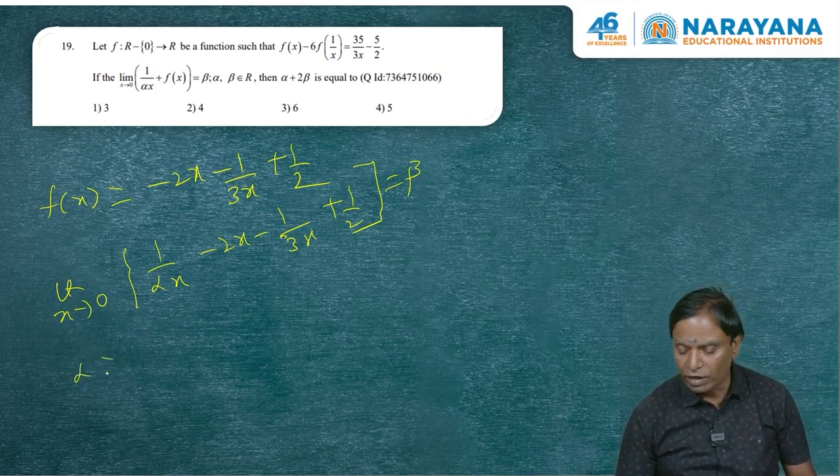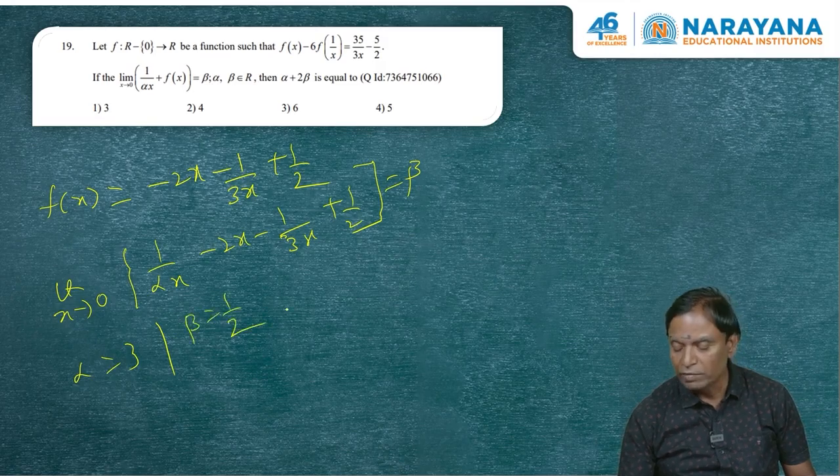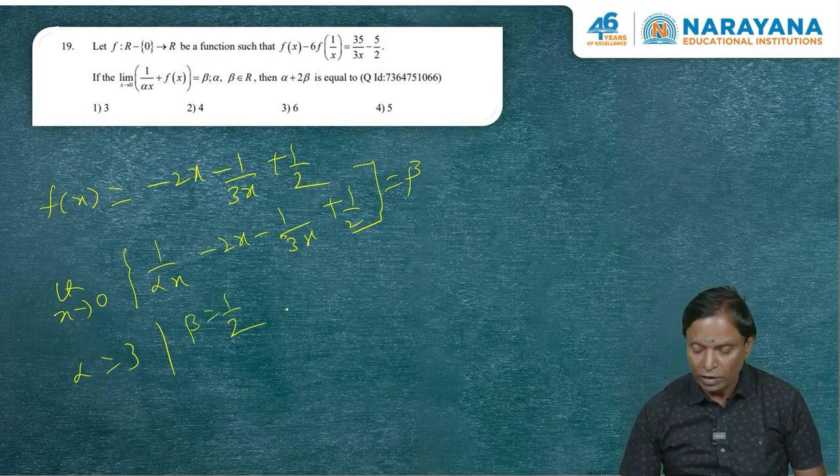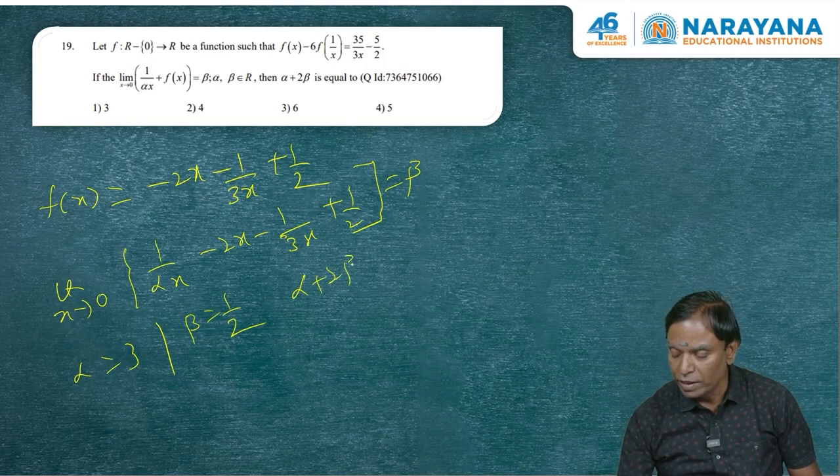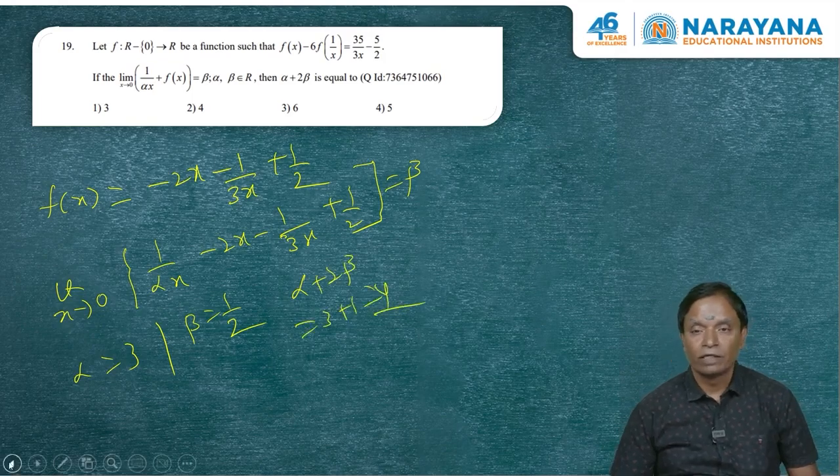Your alpha value will be 3. Your beta value will be nothing but 1 by 2. Now you can get alpha plus 2 beta, which gives you 3 plus 1, which is 4. Let us go to the next problem.